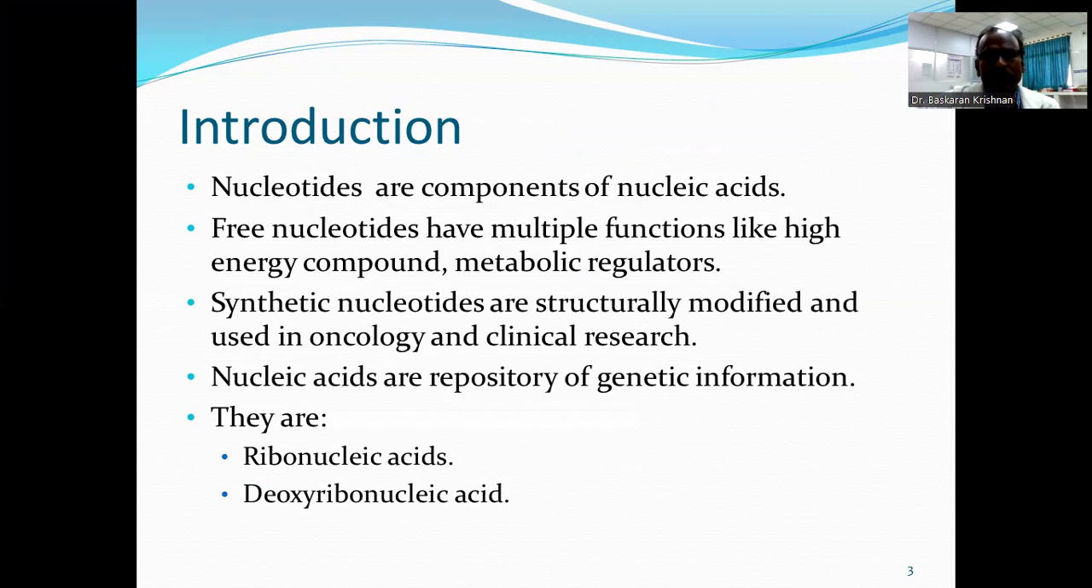Introduction, and this whole session will be based on this. Nucleotides are components of nucleic acids. So we talk more about the nucleotides. Free nucleotides have multiple functions like high energy compounds, metabolic regulators, etc. Synthetic nucleotides are synthesized or produced in the laboratory, and they are structurally modified, and they are used in oncology and clinical research. Nucleic acids are a repository of genetic information, and there are two types: ribonucleic acids, deoxyribonucleic acids.